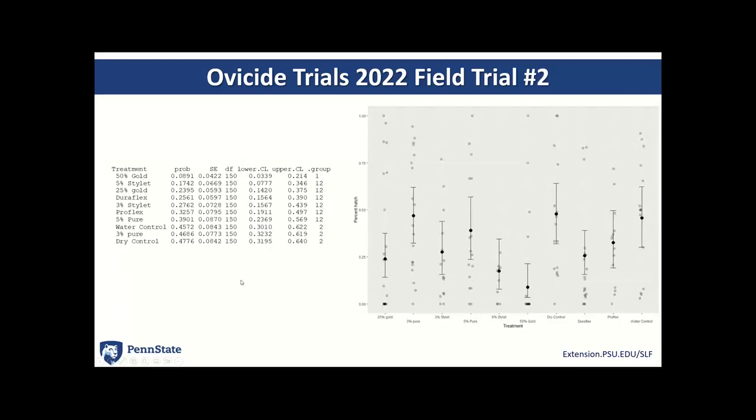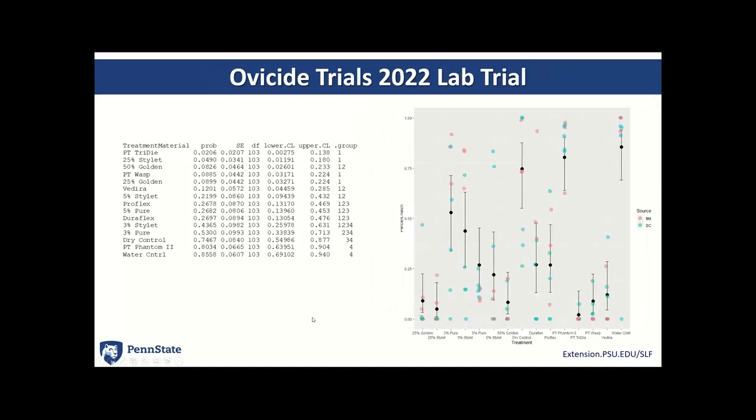There's another field trial. This was all in-situ trees out in the neighborhood. Similarly, we see the 50% golden oil, which has to be hand-applied, not sprayed into a tree, so you have to apply it into individual egg masses. They did pretty good, but what went wrong here is that our controls only had a 45 and 47% hatch rate. You can see with the varying dots that up to 100% hatch on some, even with the best one, the 50% golden oil, at least one egg mass had 100% hatch. So there's a ton of variability.